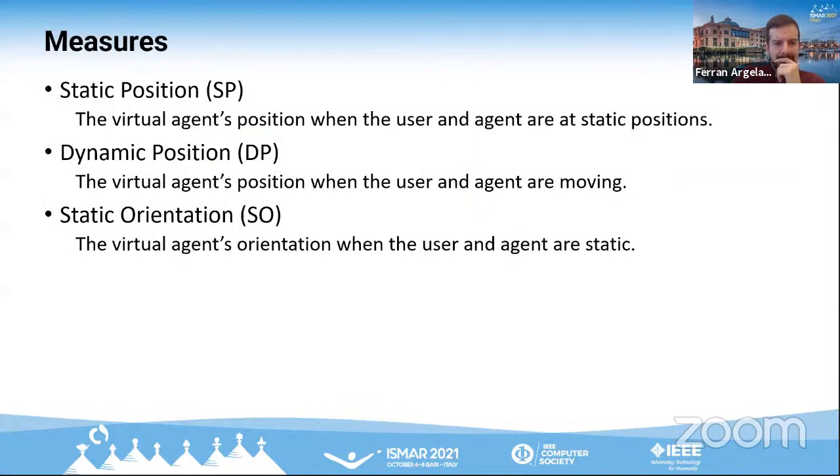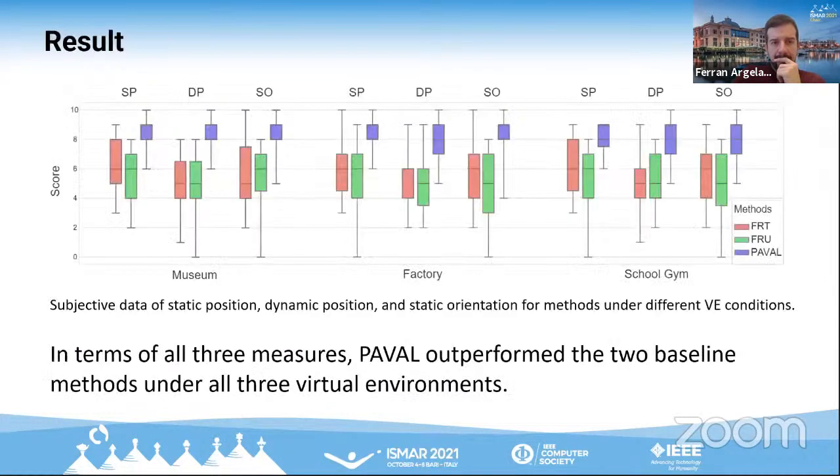The participants rated based on these 3 measures: the static position, referring to the virtual agent's position when the user and agent are static; the dynamic position, referring to the virtual agent's position when the user and agent are moving; and the static orientation, referring to the virtual agent's orientation when the user and agent are static.